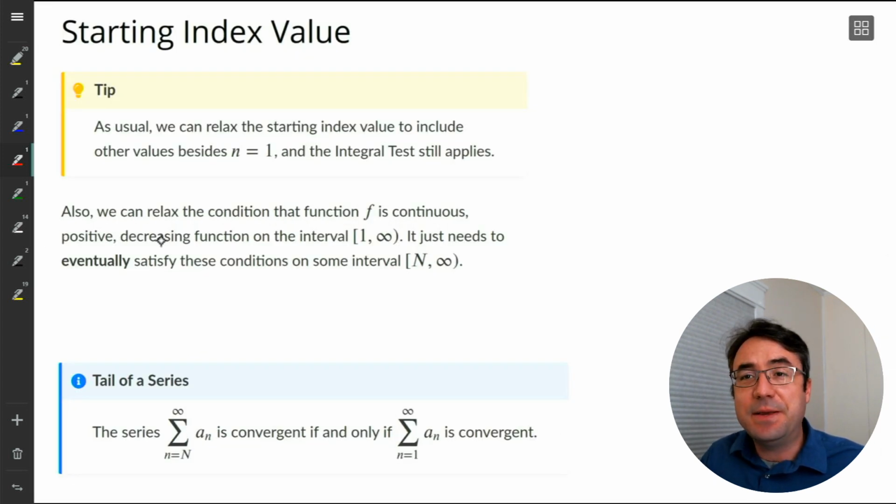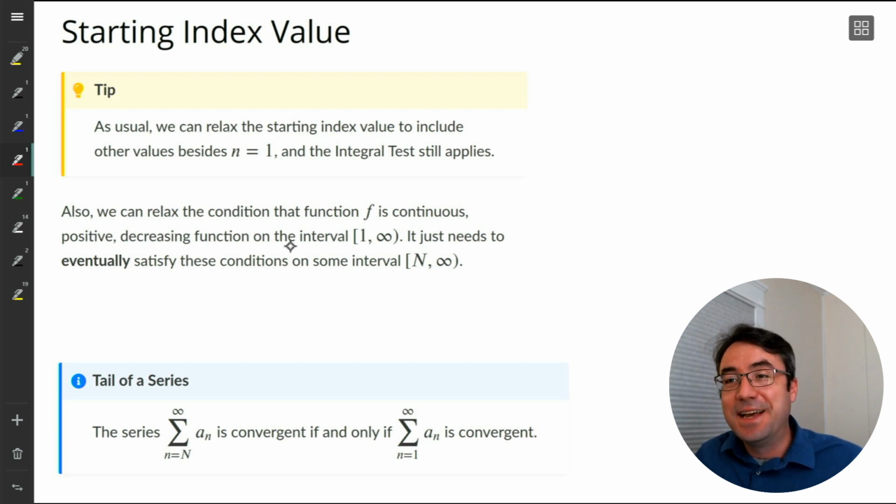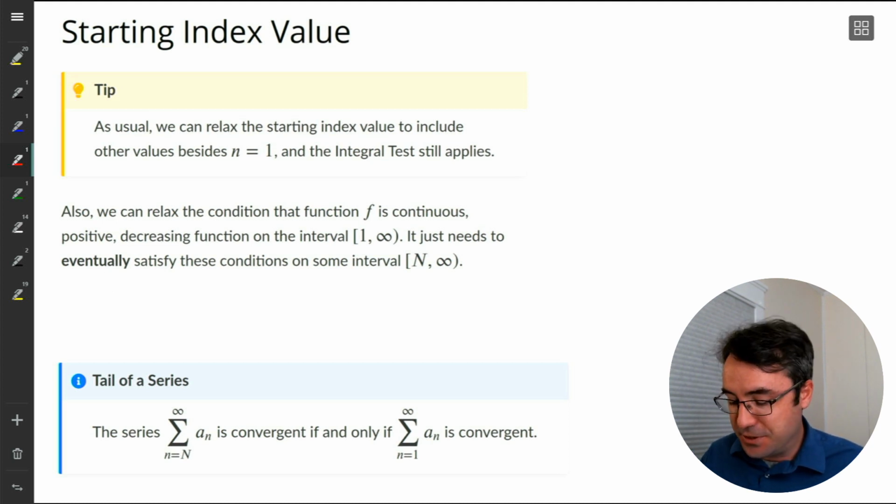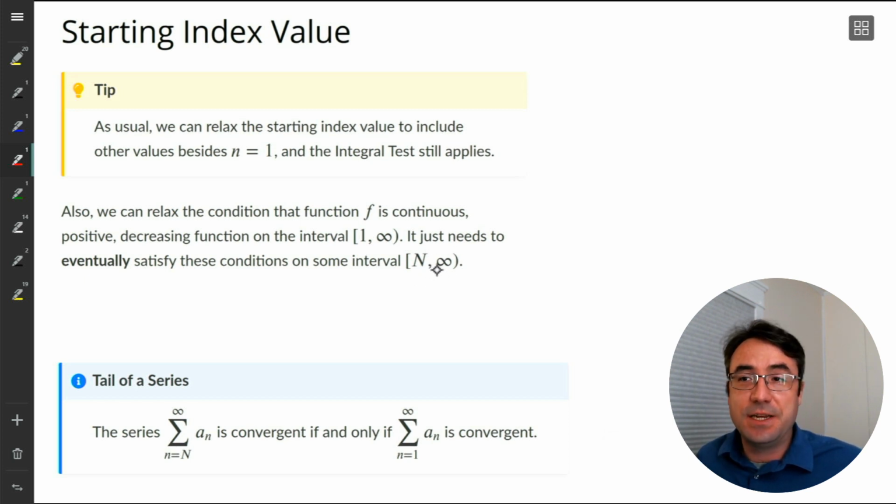So we said f had to be continuous, positive, decreasing on that interval from 1 to infinity. Well, we can relax that a little bit. It just needs to eventually satisfy those three conditions. So what do we mean by the word eventually? Well, we can find some interval from n to infinity where it does actually satisfy those conditions.